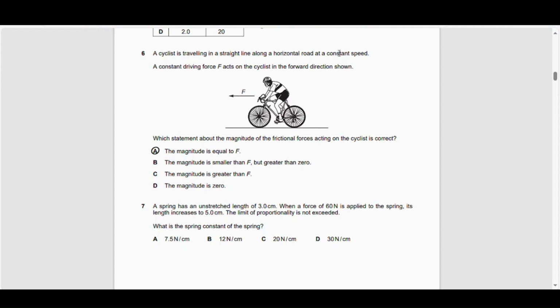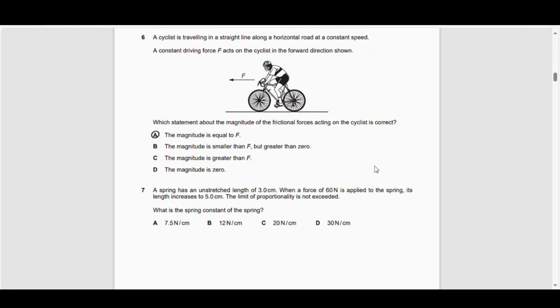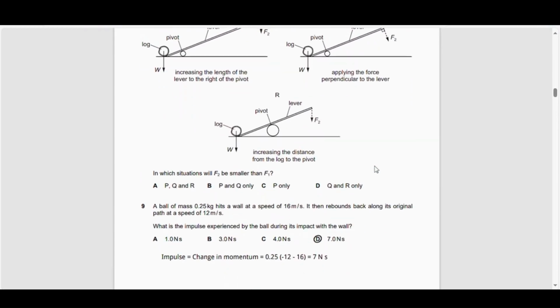So we know that if the object has to travel at a constant speed, there cannot be a net force on the object, which means that if there is a driving force F that's acting forwards and pushing the bike forwards, there has to be a repelling force or a frictional force in the opposite direction that is equal to the force that's driving the bike forwards. That is the only way the cyclist is going to be traveling in a straight line at a constant speed. So the only statement that can be correct there is that the magnitude is equal to F. So that makes sense.